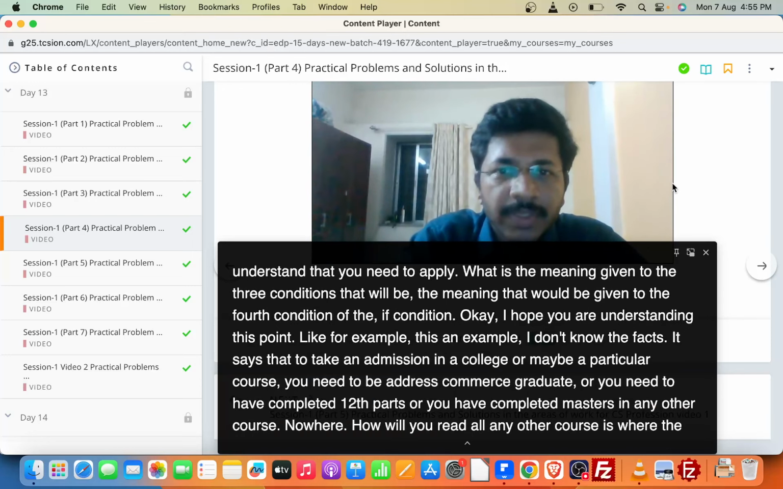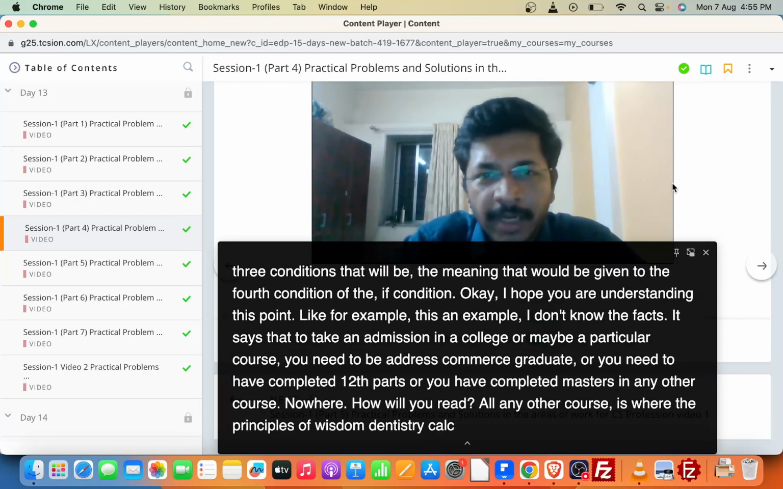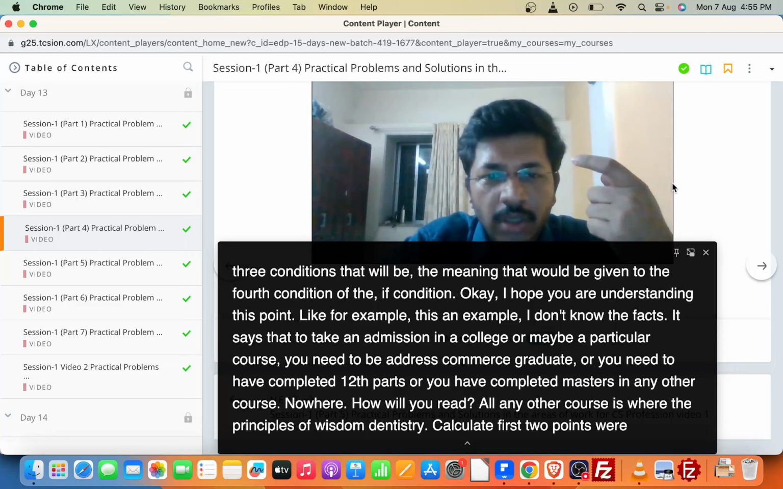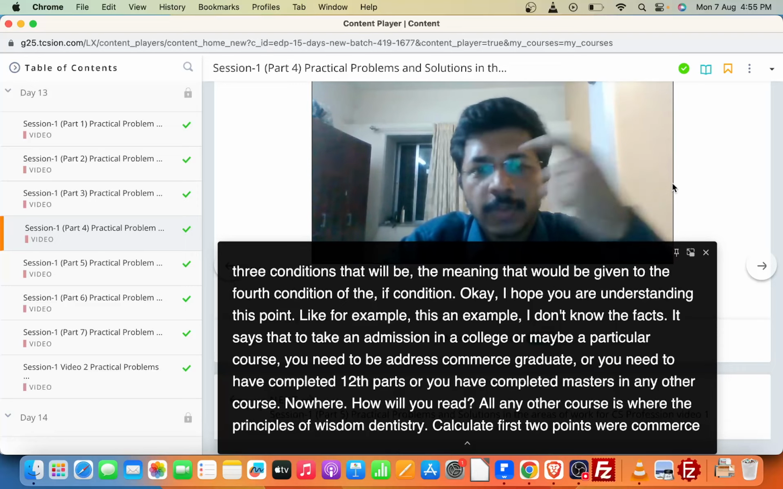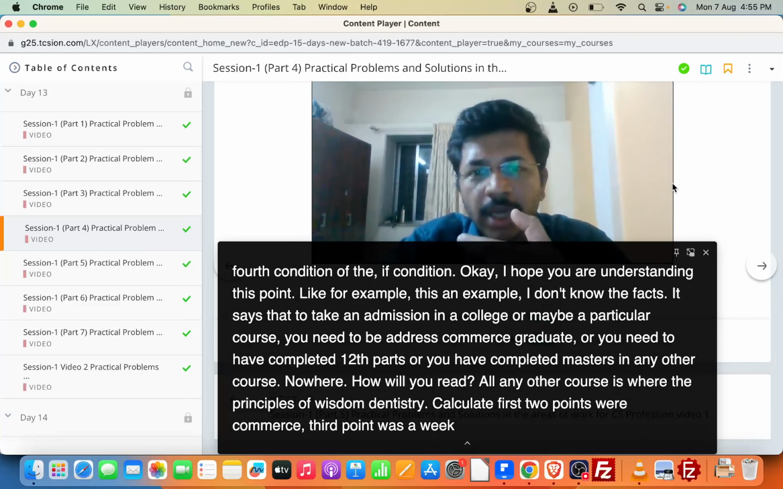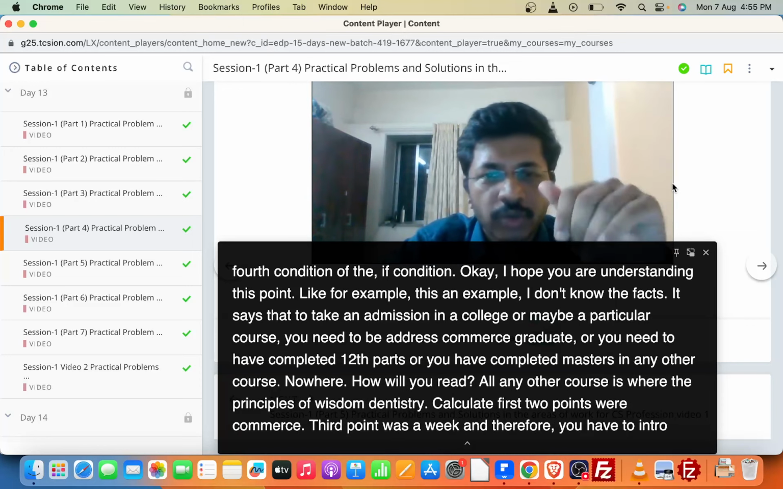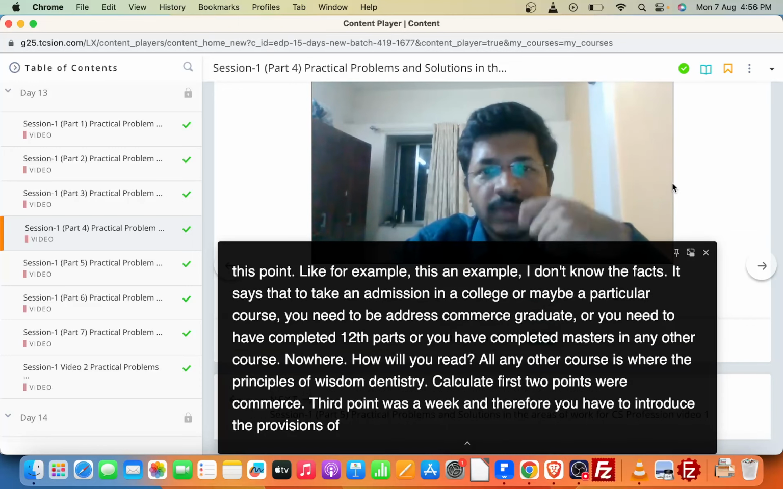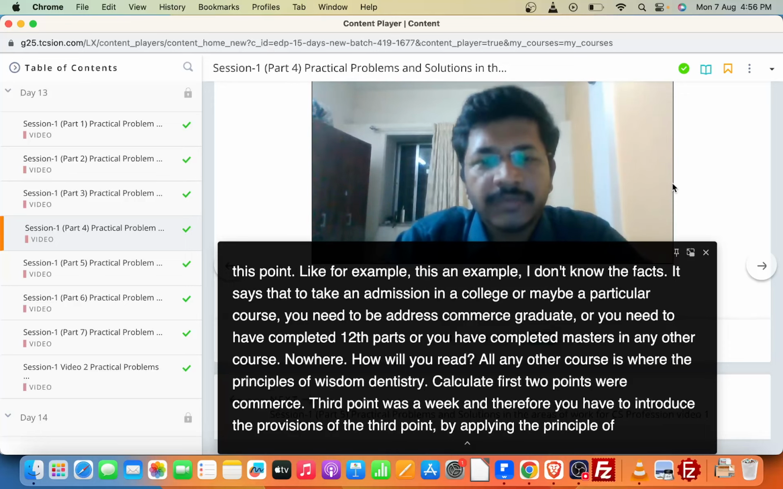That is where the principles of jus cum generis will be applied. First 2 points were commerce, third point was a bit vague, and therefore you have to introduce the provisions of the third point by applying the principle of jus cum generis.